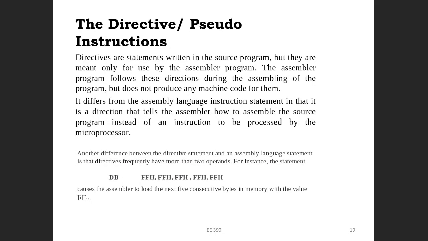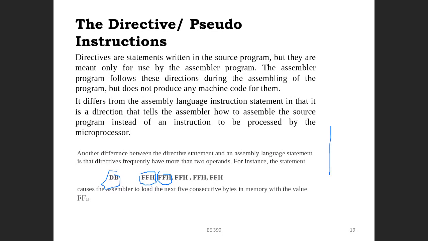So what are the things? One of them is DB, define byte. For example, we have 5 data items, like FFH. We can write them with a directive like DB, define byte. That means each one is saved in the memory, taking one memory location or 1 byte.